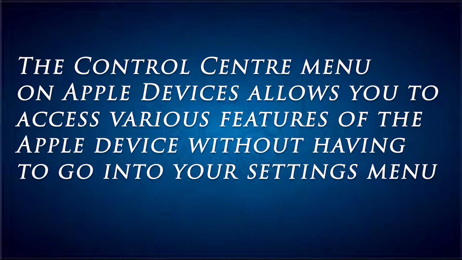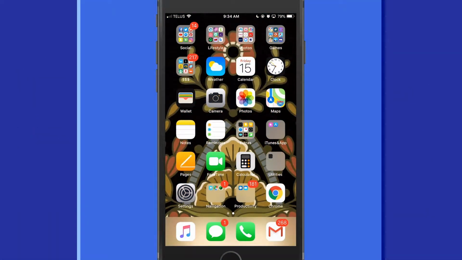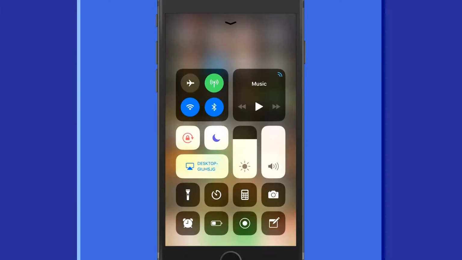Let's start with Apple. The Control Center menu on Apple devices allows you to access various features of the Apple device without having to go into your settings menu. To quickly access some of the settings for your device, simply use the swipe gesture in an upward motion from the bottommost portion of your screen. This will access your Control Center.